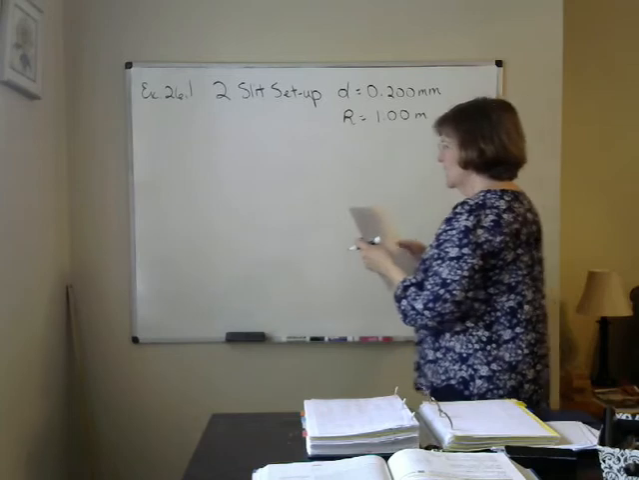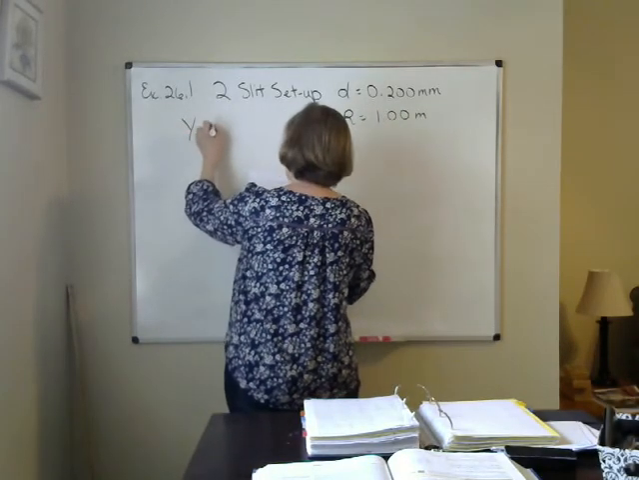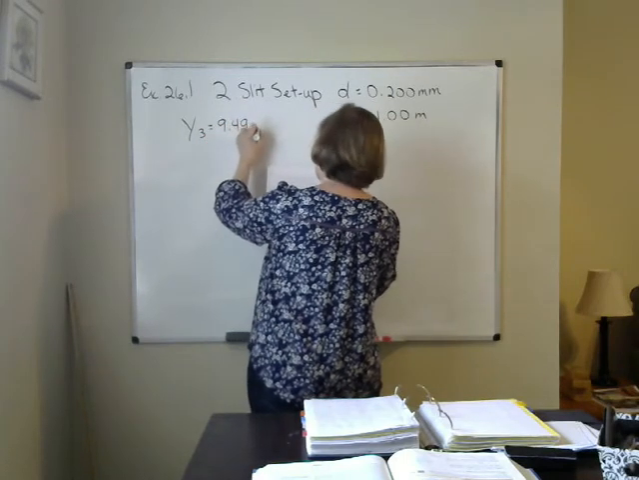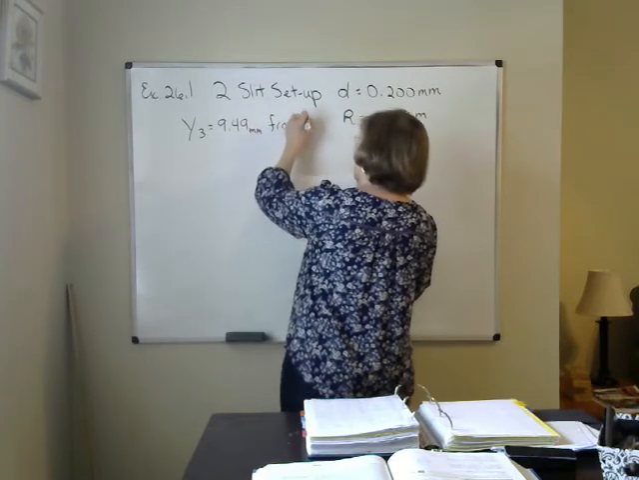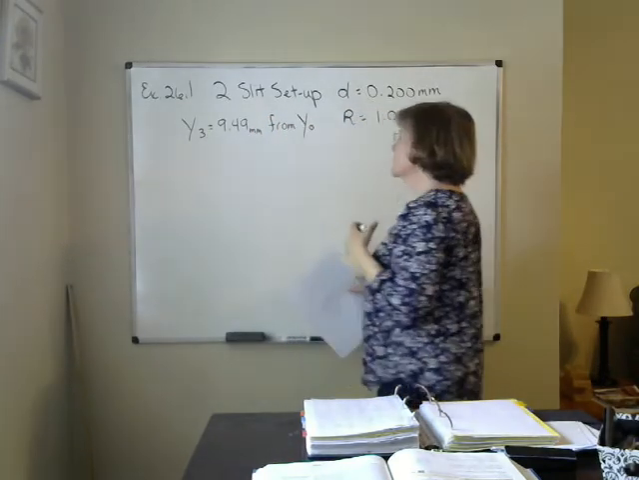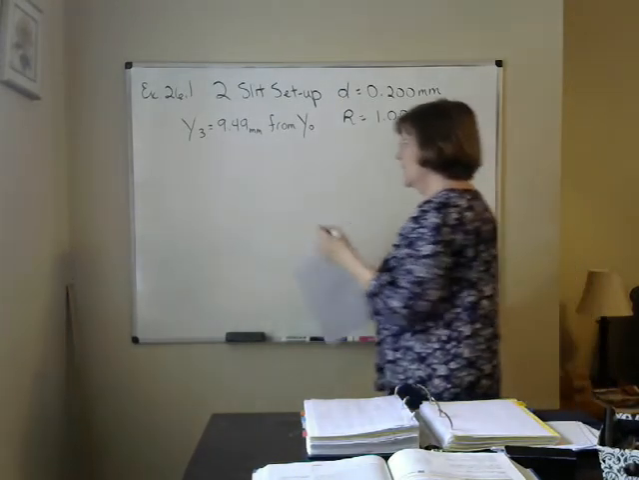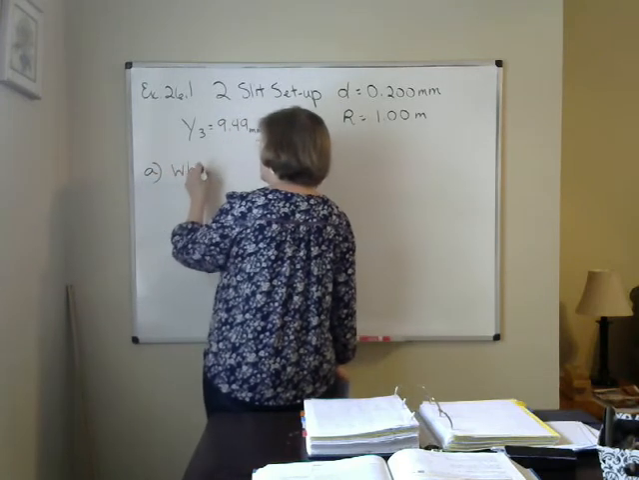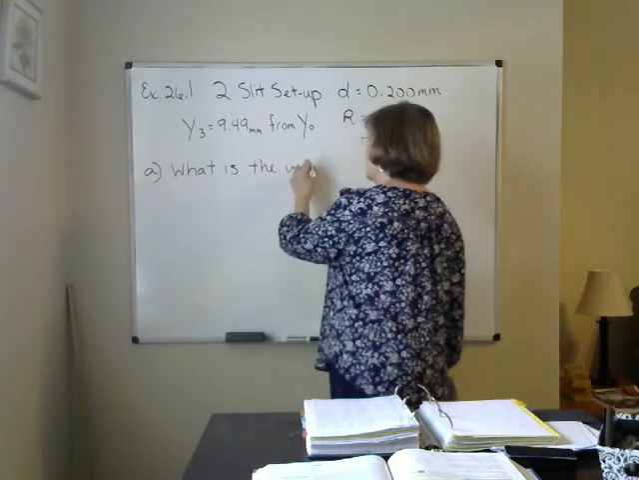And they tell us that the third bright fringe is 9.49 millimeters from Y0, which is the center spot. Okay? So that's the given information. And the first thing they want to know, part A, is what is the wavelength of the laser we used?